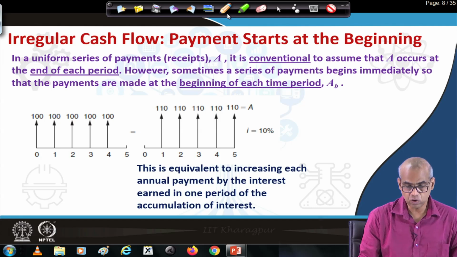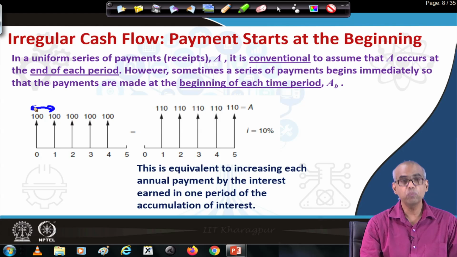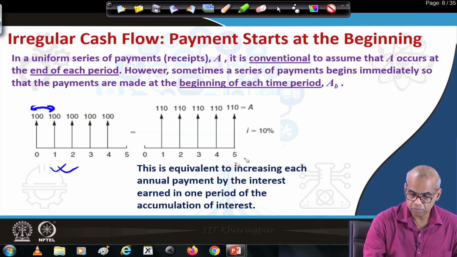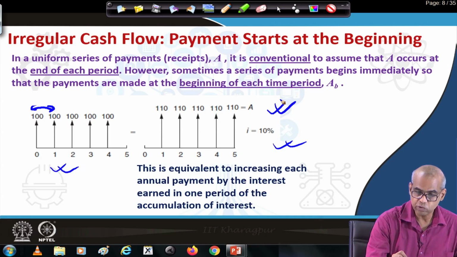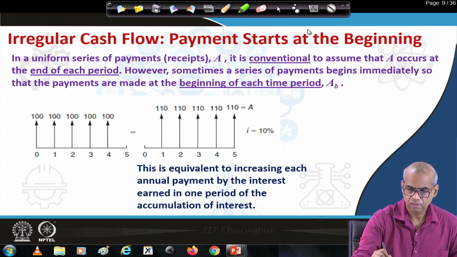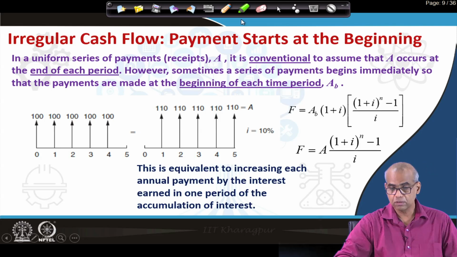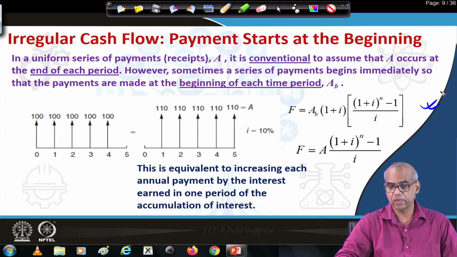So, if you have 10% rate of interest, these 100 rupees will earn 10 rupees at the end of one interest period. So, if you compare this cash flow diagram with this cash flow diagram, we will have A, that is the payment, equal to 110 rupees made at the end of each interest period. So, the familiar formula will also be modified slightly to take this into account.